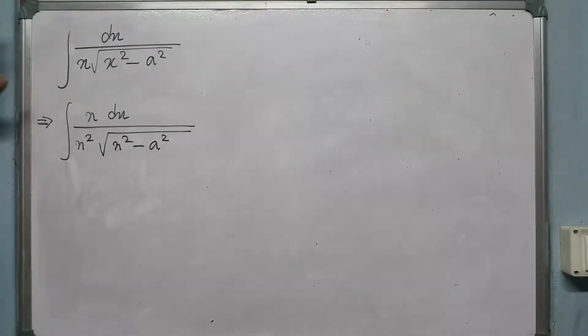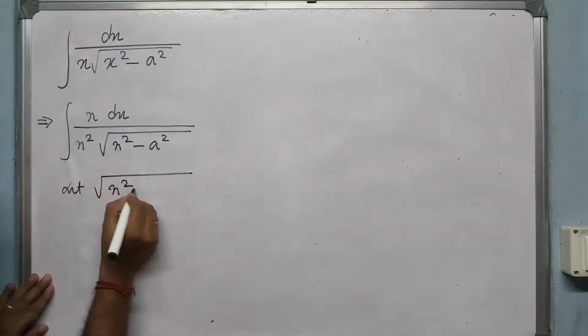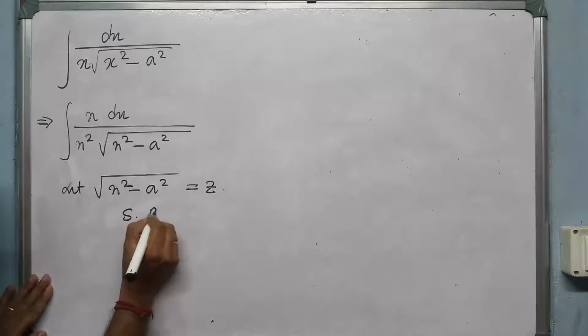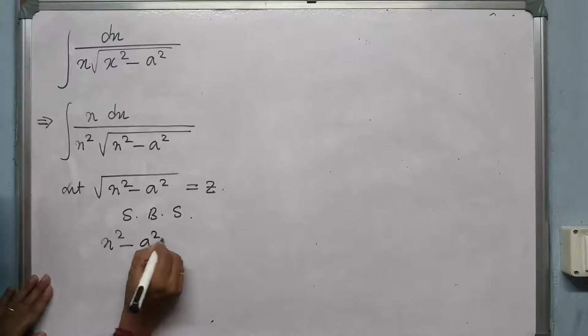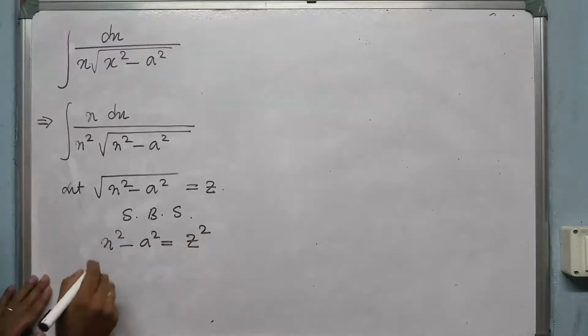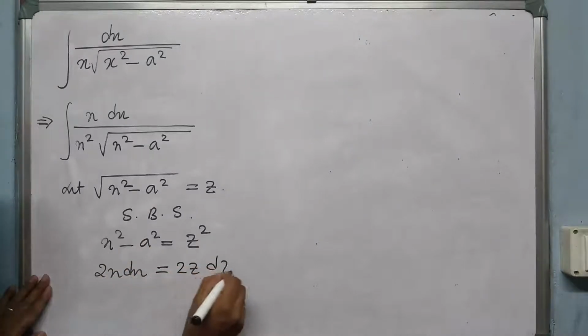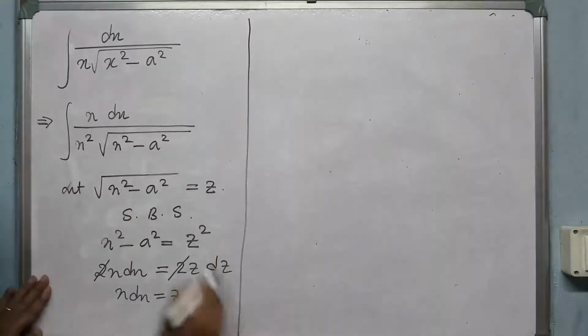Hope these things are clear. Multiplying both numerator and denominator by x. Now I'll substitute the root quantity equal to z. Let the root of x square minus a square equal z. To remove the root, you have to square both sides. If I square, the root will be removed, and it will be z square. Now differentiate: 2x dx, the derivative of a square is 0, then 2z dz. The 2 gets cancelled. Now x dx is equal to z dz. Now we have the value of x dx over here.